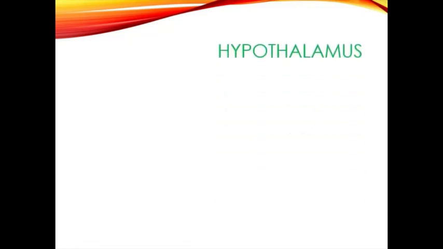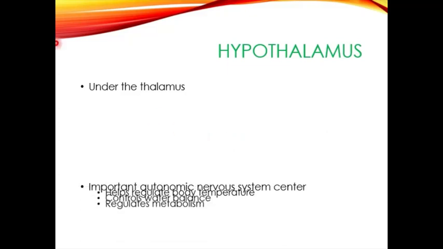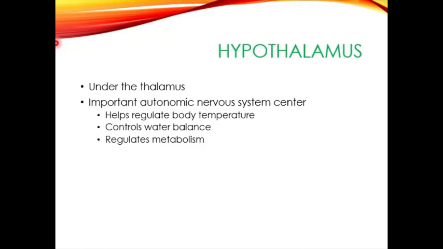Hypothalamus is under thalamus itself. Again, ang pronunciation sa kanya ay hypothalamus. Yung ibang tawag dito ay hypothalamus. So, under thalamus siya. Okay? So, it's an important autonomic nervous system center. Usually, it helps regulate body temperature, controls water balance sa katawan ninyo, and regulates metabolism.